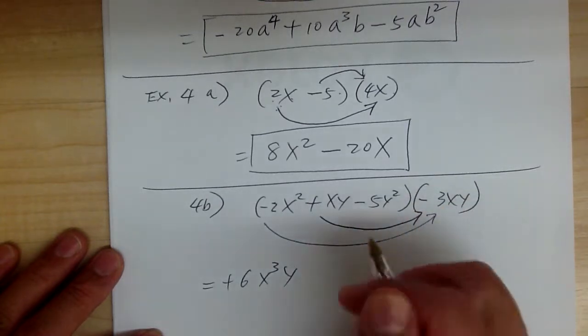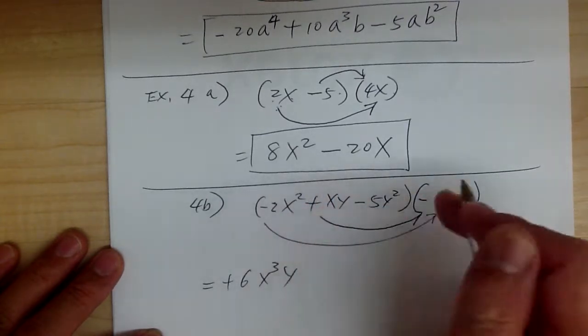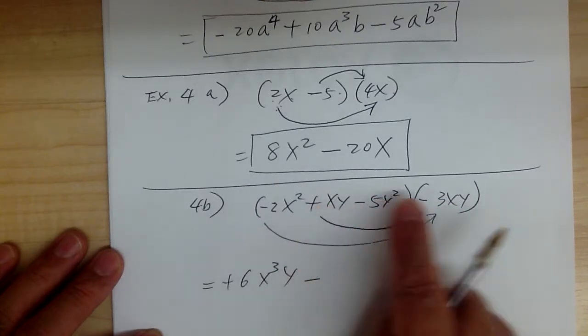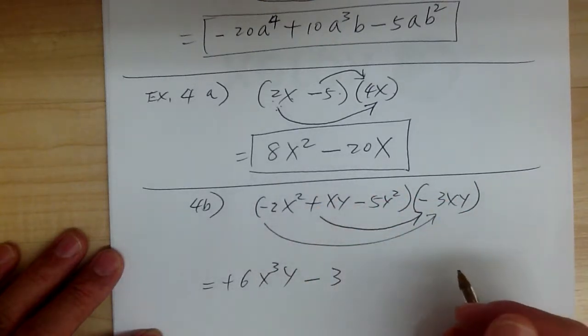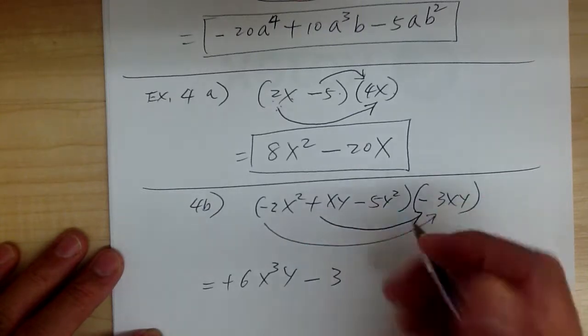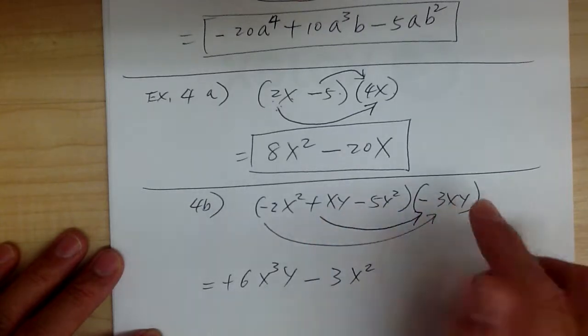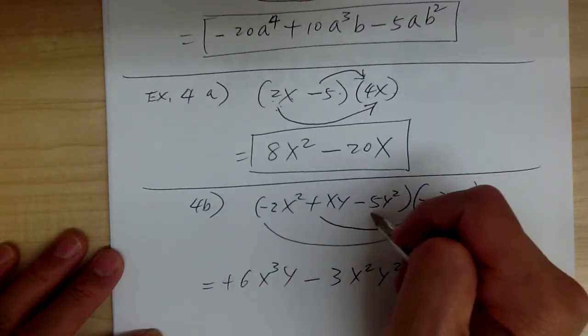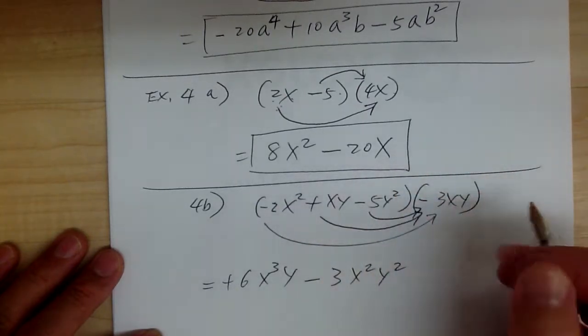So this times that. So sign, positive times negative is negative. Number, when you don't see anything, it is 1. So 1 times 3 is 3. Then go down the alphabet. So x times x is x squared. Y times y is y squared. So now you're done with the second one. So now you do the next one.